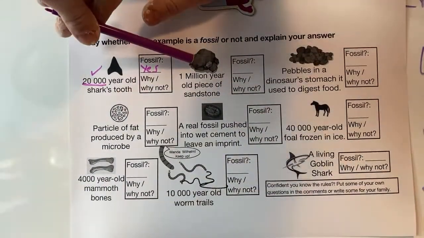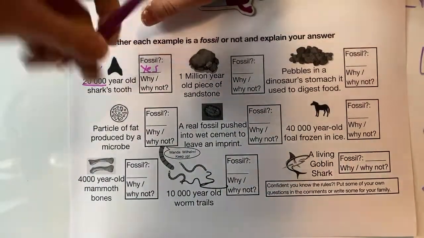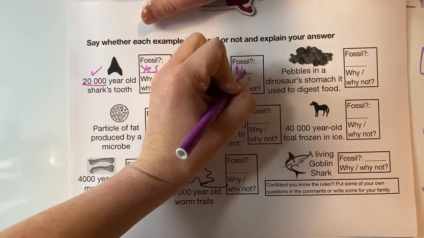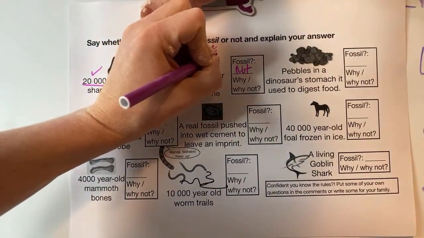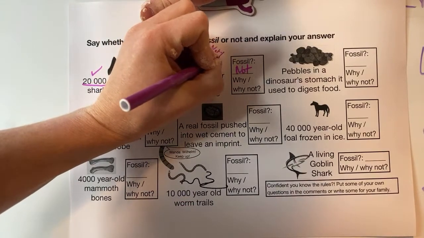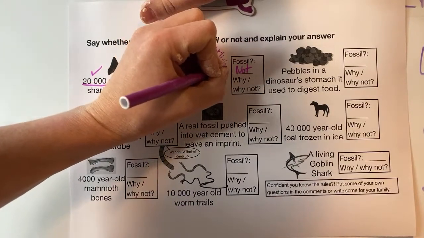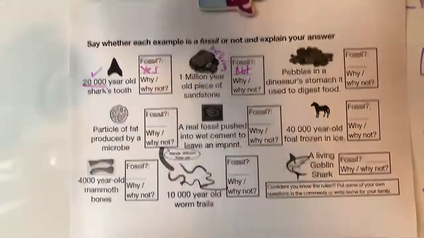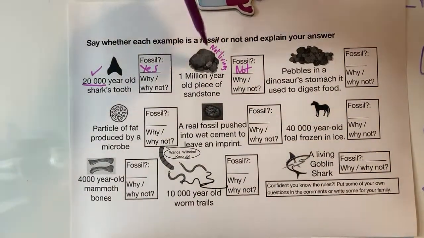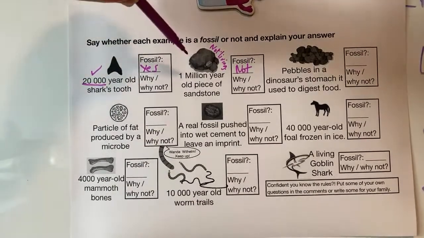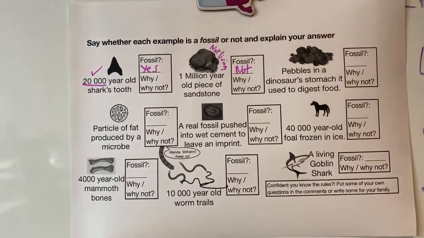A 1 million-year-old piece of sandstone. That is not a fossil. Why not? Well, it's not evidence that a thing was living. I'll put not living, okay, but that's shorthand. It's not evidence that anything has been alive. There might well be fossils inside the sandstone, but it's not in itself evidence of a living thing. Because you get stone on Mercury, don't you? And as far as we know, there's no life on Mercury.